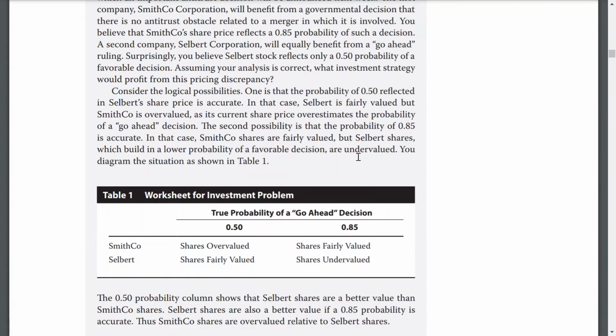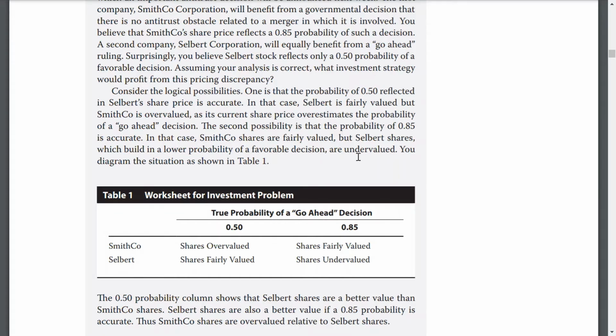Consider the logical possibilities. One is that the probability of 0.5 reflected in Selbert's share price is accurate. In this case, Selbert is fairly valued, but Smithco is overvalued, as its current share price overestimates the probability of a go-ahead decision. The second possibility is that the probability of 0.85 is accurate. In that case, Smithco's shares are fairly valued, but Selbert shares, which build in a lower probability of a favorable decision, are undervalued. You may diagram the situation as shown in Table 1.